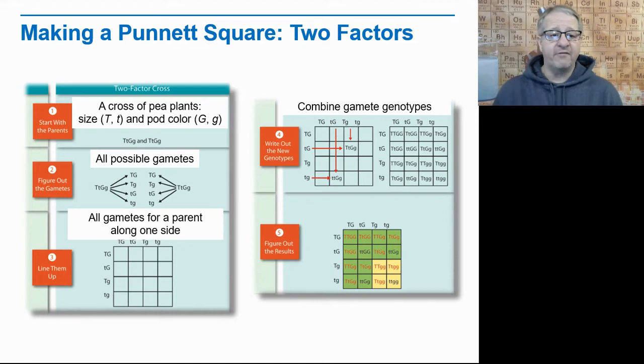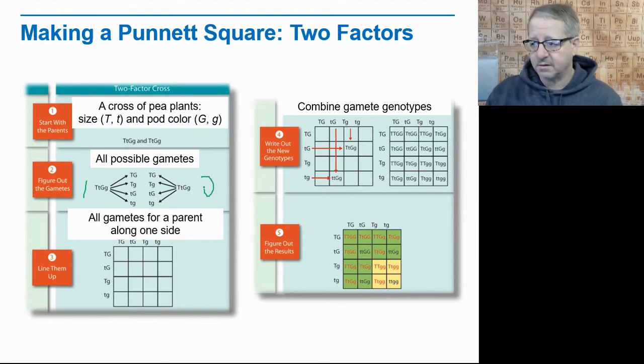Okay, so if we have 2 parents that are heterozygous for both factors, for both genes, that means we have a big T, big G, little g. We also have a big T, and a big G, little g for the other parent as well. So that's parent 1 and parent 2. So here's parent 1, here's parent 2.